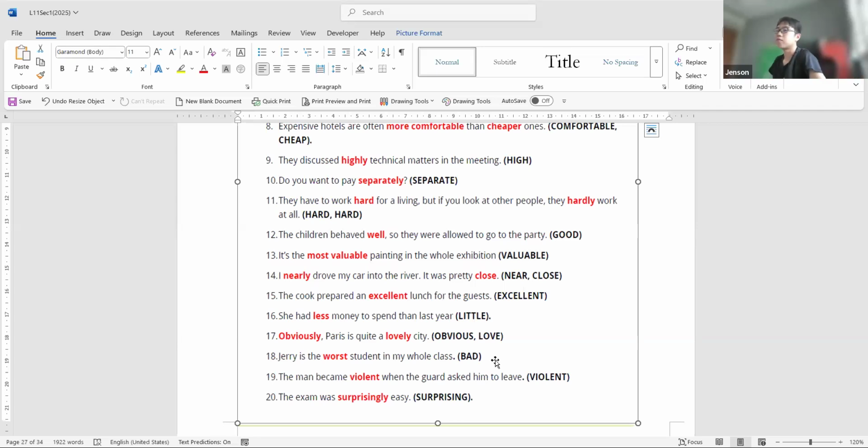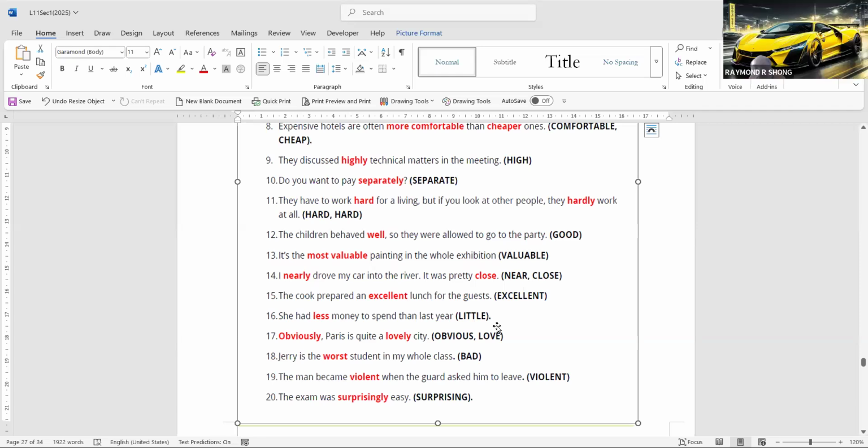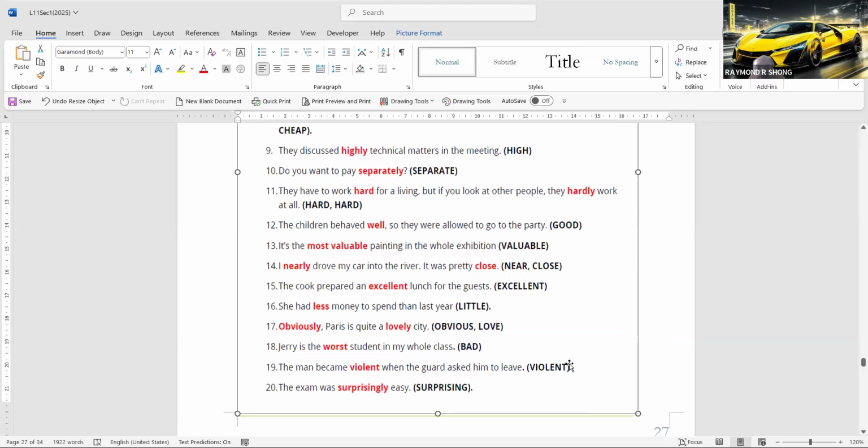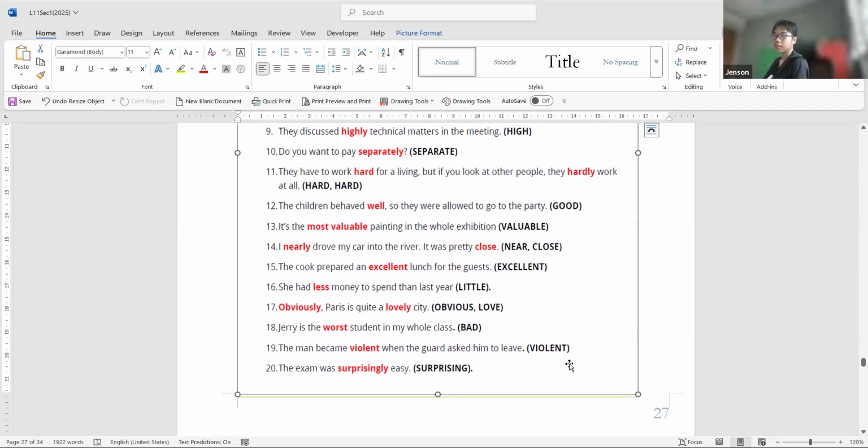It is the most valuable painting in the whole exhibition. And we are talking about Mona Lisa. I nearly drove my car into the river. It was pretty close. Thank God you were saved in the nick of time. The cook prepared an excellent lunch for the guests. Are you inviting the VIP guests to your house, Jensen? Last 5. Me or not you, Jensen. Wenqian.